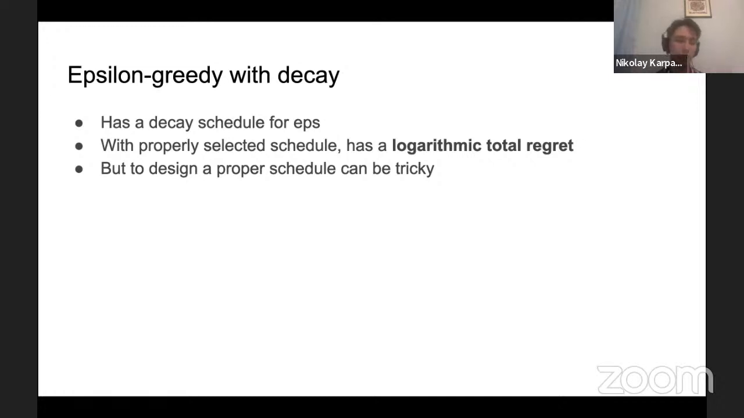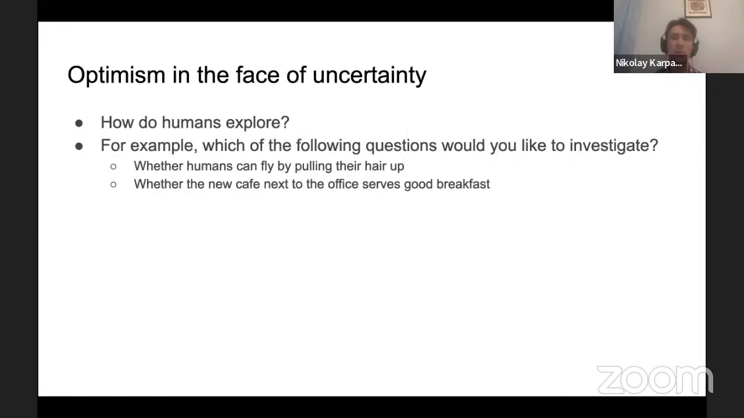So ideally, we would need minimal tuning, but a good strategy that we can apply without modifications in different environments. So the first strategy is called optimism in the face of uncertainty, informally speaking.